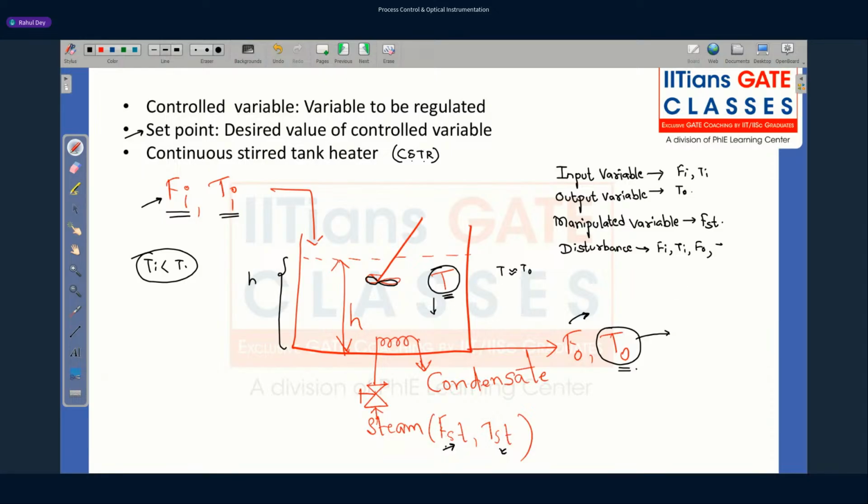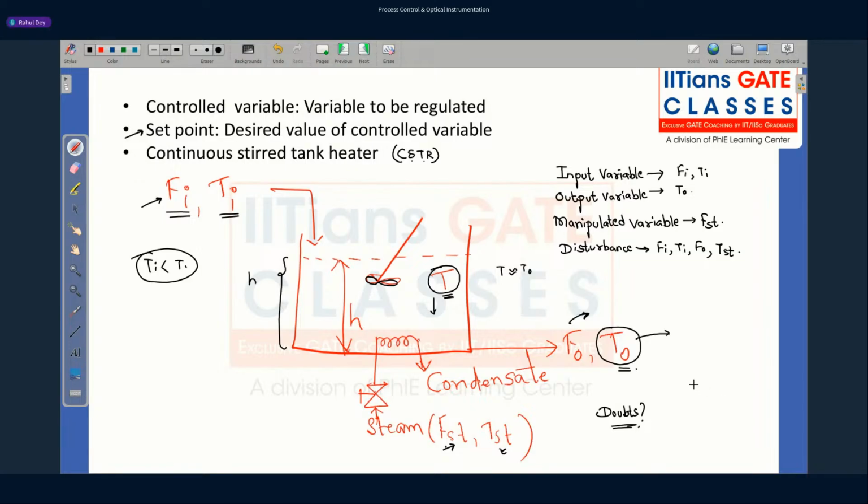Even this TST is also a disturbance. Suppose we are burning gas to produce this steam. Now, if the quantity of gas is suddenly decreasing, what will happen? The steam will also reduce. So this is also a disturbance. So up to this point, any doubt, please let me know. Any doubt, anyone? Doubts?